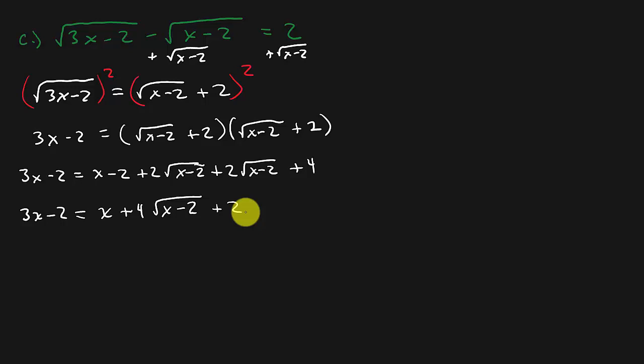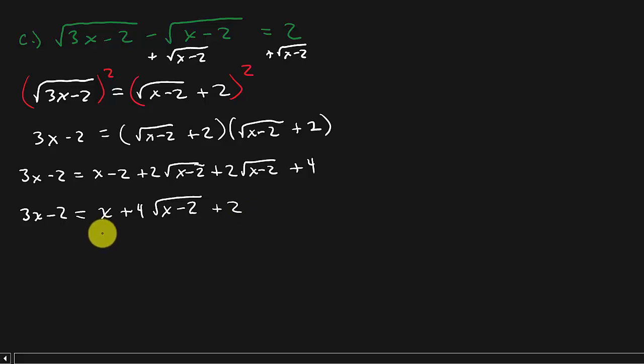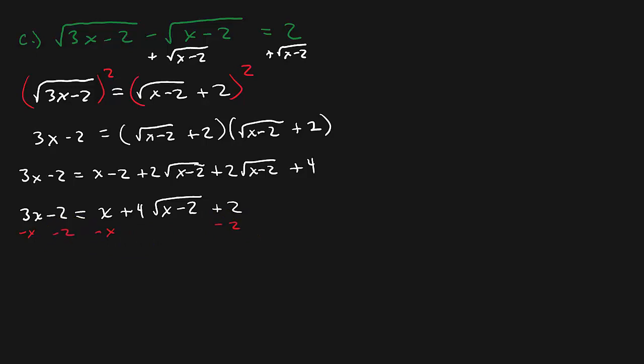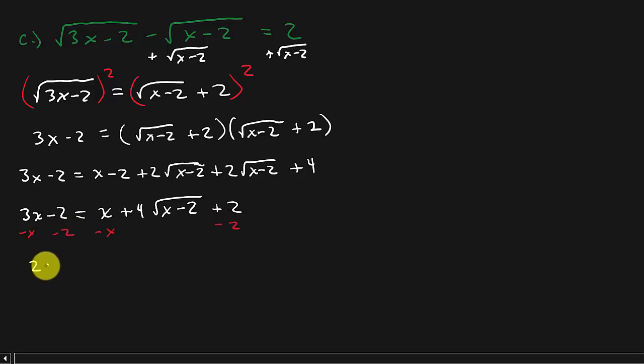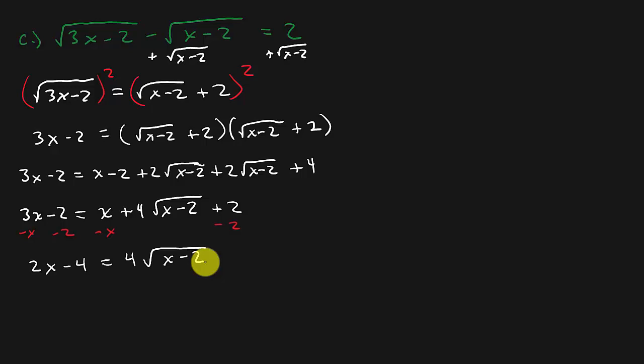Now, let's isolate the radical. So I'm going to subtract x, and I'm going to subtract 2. And so that's going to leave me with 2x minus 4 equals 4 square root of x minus 2. All right, so we're isolating the radical, right?